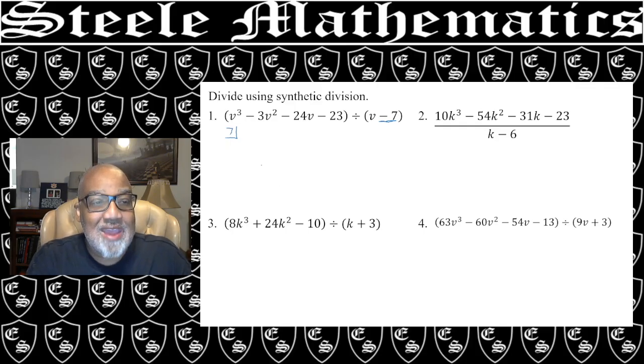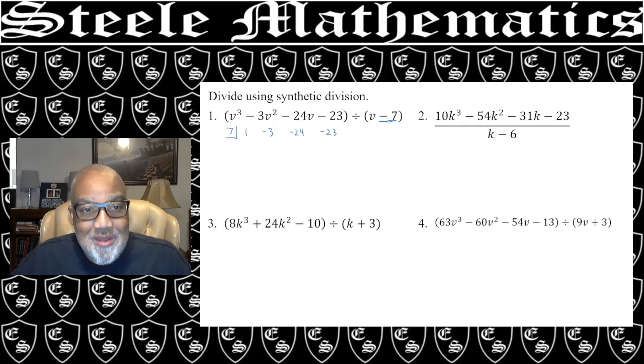On the right of the half box, you will put all the coefficients of your dividend. The leading coefficient is 1, then negative 3, then negative 24, then negative 23. So again, I want to stress that synthetic division is all about the coefficients. We do not worry about the variables until we get to the end.